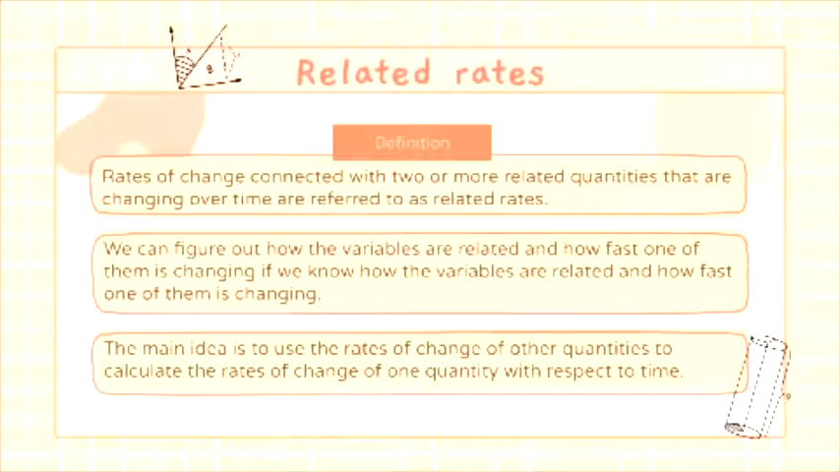Related rates. The definition of related rates: the rates of change connected with two or more related quantities that are changing over time are referred to as related rates. We can figure out how fast one of the variables is changing if we know how the variables are related and how fast another one is changing. The main idea here is to use the rate of change of other quantities to calculate the rate of change of one quantity with respect to time.